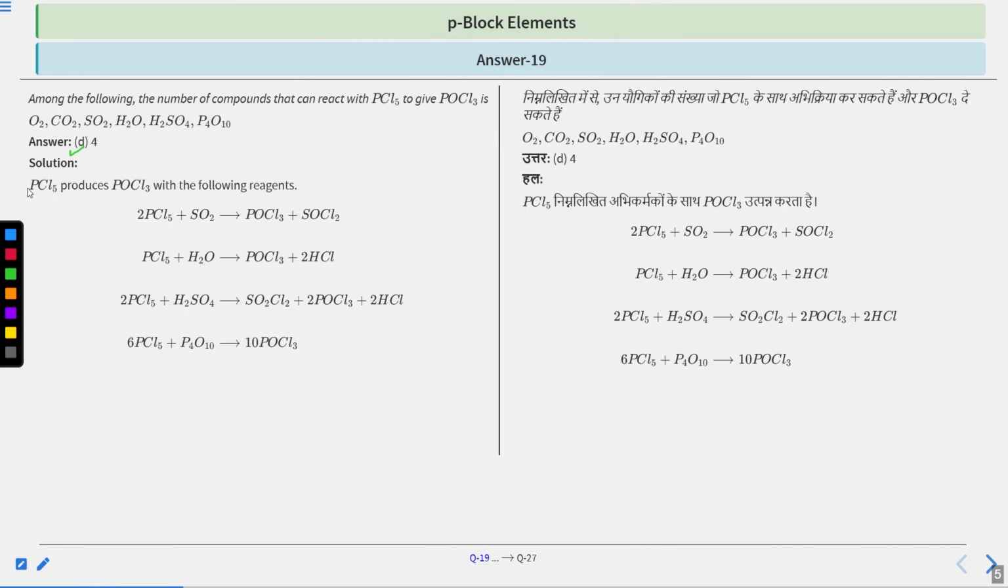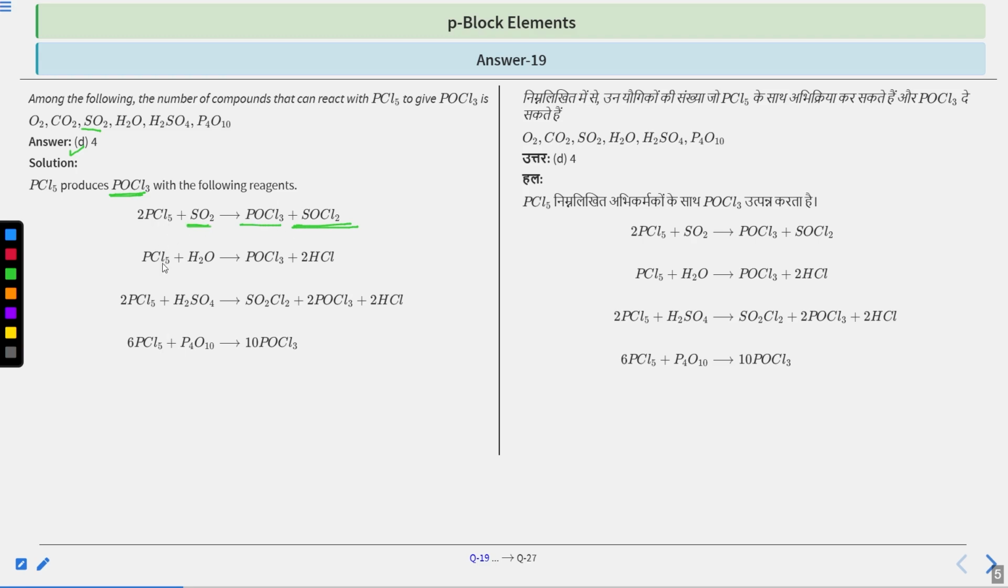If you look at the reactions, PCl5 produces POCl3 with the following reagents. First of all, let's react it with SO2. PCl5 plus SO2 gives POCl3 plus SOCl2. Basically, we write the reactions in which we get POCl3, because we have to tell the number of compounds, right? That will be the answer. You can see here are 4 reactions. The first one is PCl5 with SO2, which gives POCl3 as a product.